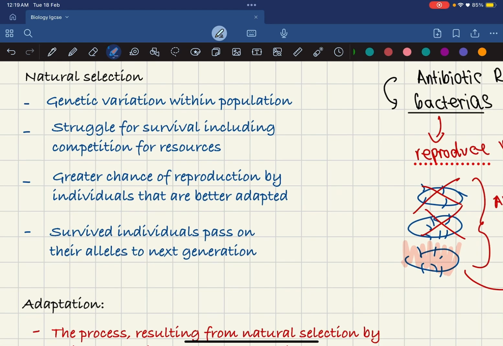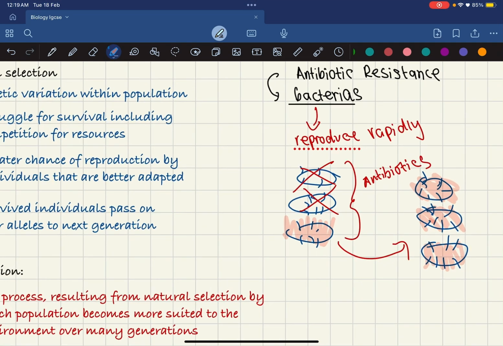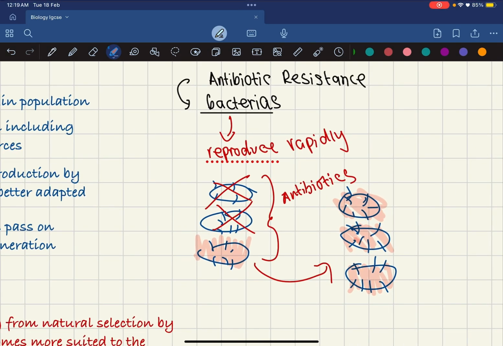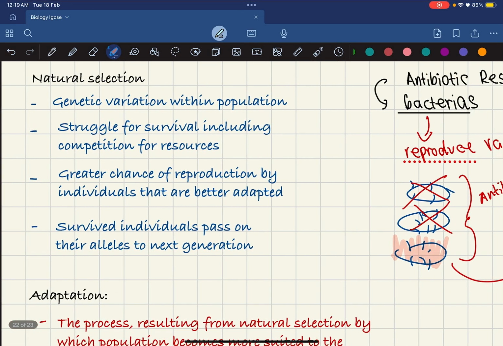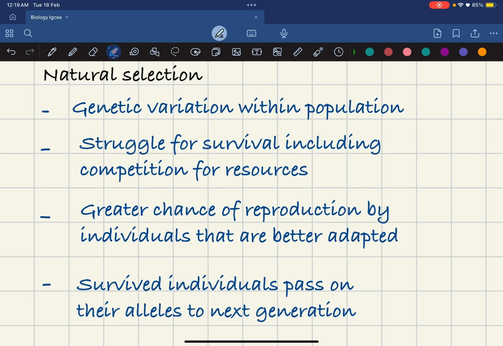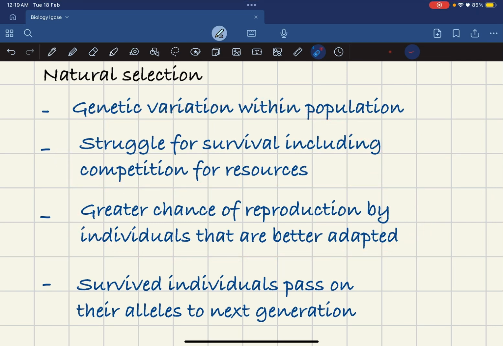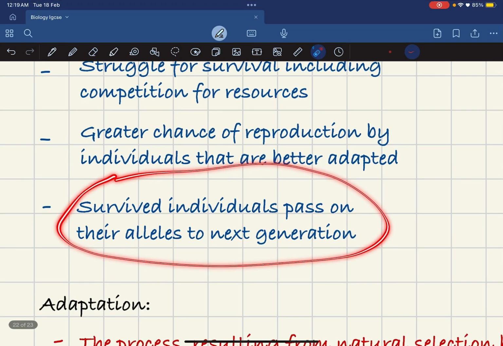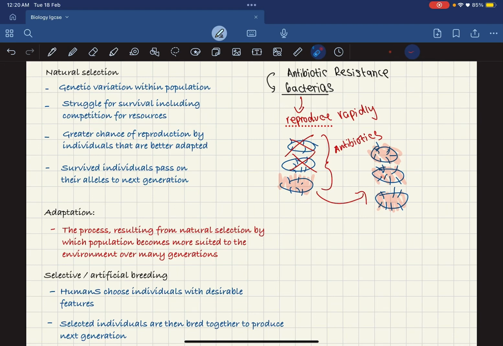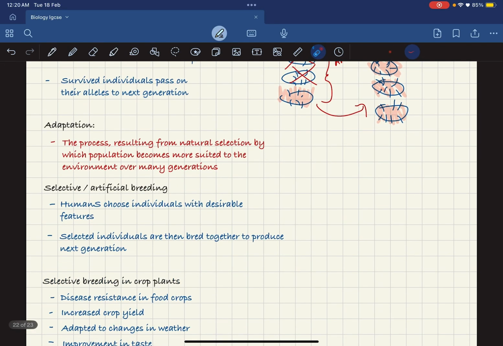So yeah, if in your exam you're asked to describe how antibiotic resistance occurs, you would have to say everything that I've written down over here, okay, which is genetic variation within population, struggle for survival including competition for resources, greater chance of reproduction by individuals that are better adapted, survived individuals will pass on their alleles to the next generation, okay. So that's exactly what happens.